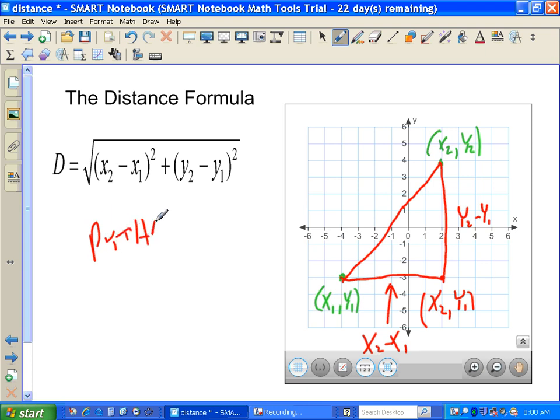So all we're looking at is the Pythagorean theorem, slightly adjusted for a really specific application. But if you remember the Pythagorean theorem, and I'm sure you do, you can always get to this without actually having to memorize the distance formula.